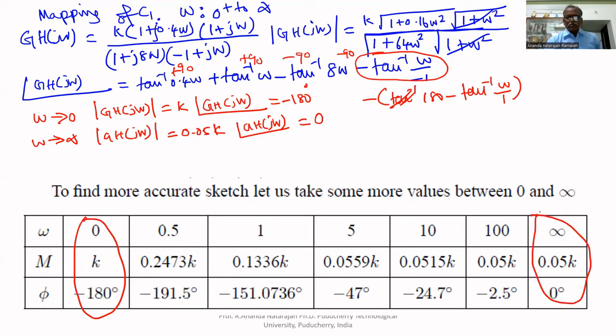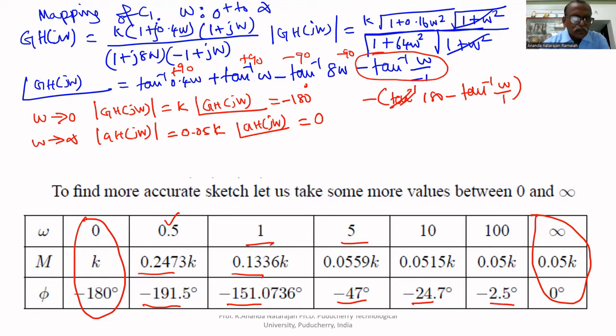For intermediate values, for 0.5, you are getting 0.24 angle minus 191. For 1, you are getting 0.13 angle minus 151. For 5, you are getting 0.0559 angle minus 47. For 10, you are getting 0.05 angle minus 24. These are all you are getting by substituting omega equal to 0.5, 1, 5, 10, and 100. These are the values you got.